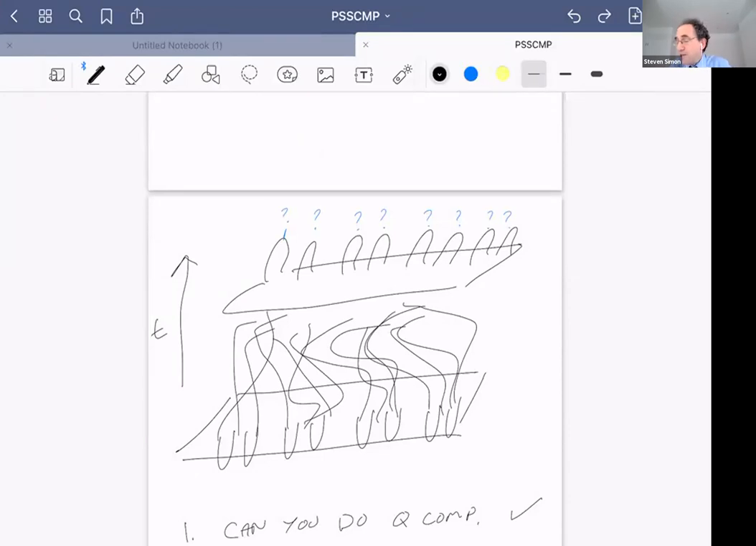Why is it that you would try to do it this way, which looks like it's really inconvenient? And to be honest, no one has ever built a qubit out of topologically ordered matter yet. The reason why people might be interested in doing it this way is the following.